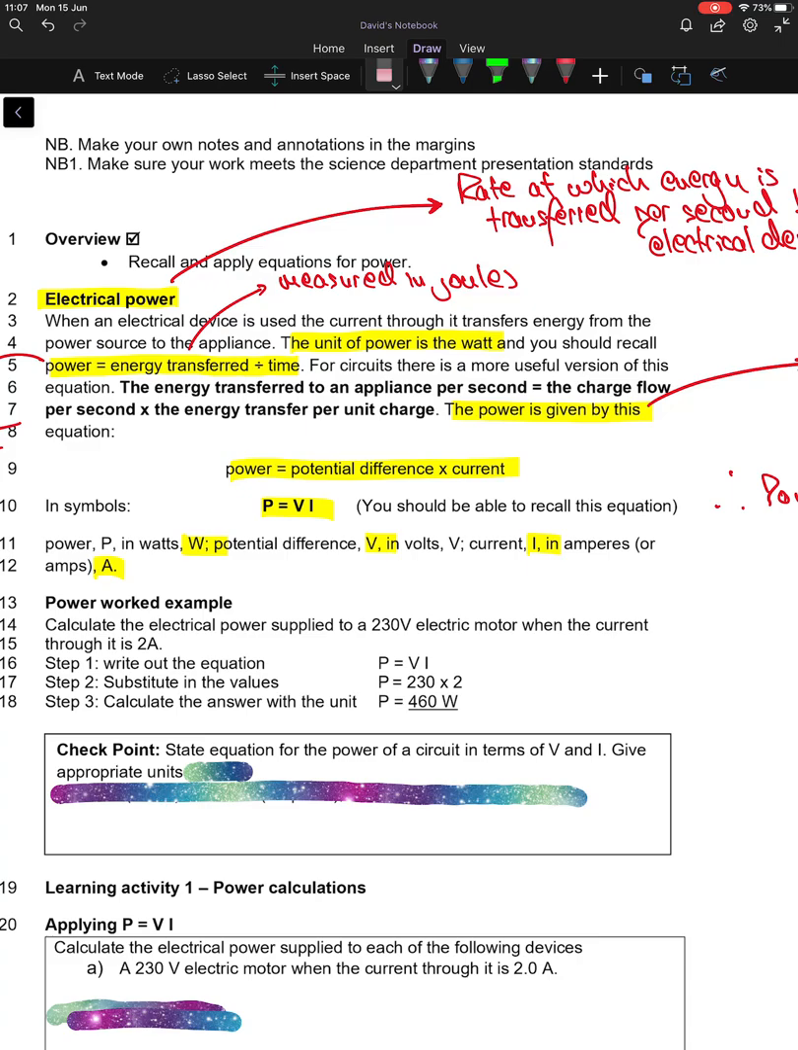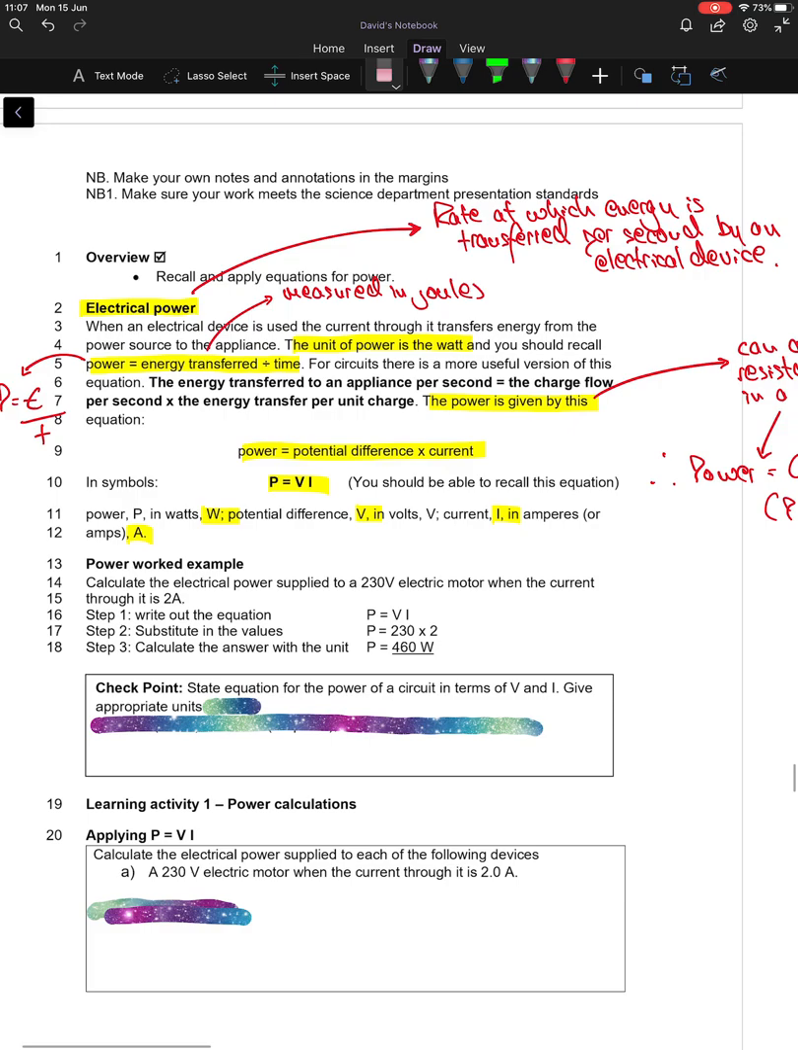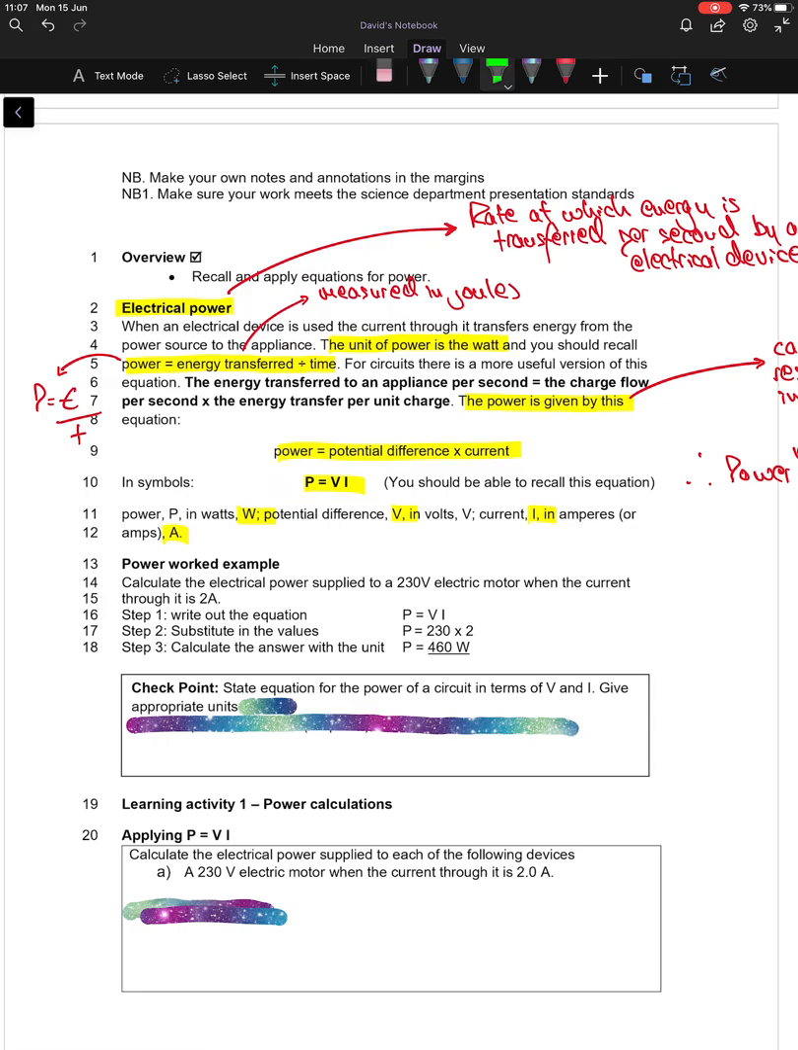So, as you'll see, we are going to be looking at electrical power today. So if we just read through the paragraph together. Now, electrical power is when an electrical device is used, the current through it transfers energy from the power source to the appliance. The unit of power is the watt. You should recall that power equals energy transferred divided by time. Now remember, you might see that written as P equals E over T. Remember that when you're talking about energy, it is always measured in joules.